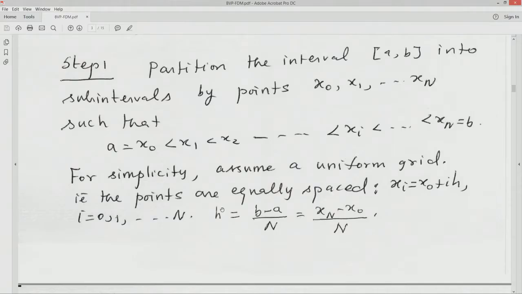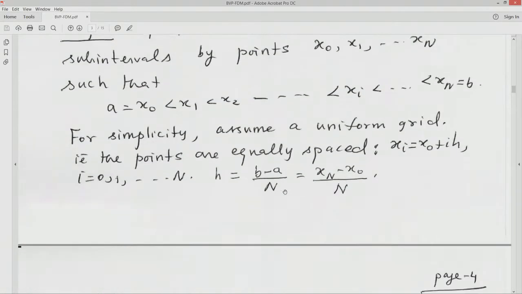What is the step size h? The step size h will be xn minus x naught divided by capital N if we want to divide the interval [a, b] into n equal subintervals. So, our step size h will be xn minus x naught by n. Our points xi which appear in the interval are of the form x naught plus i h. So, the distance between any two successive points is going to be h, which is b minus a divided by n.